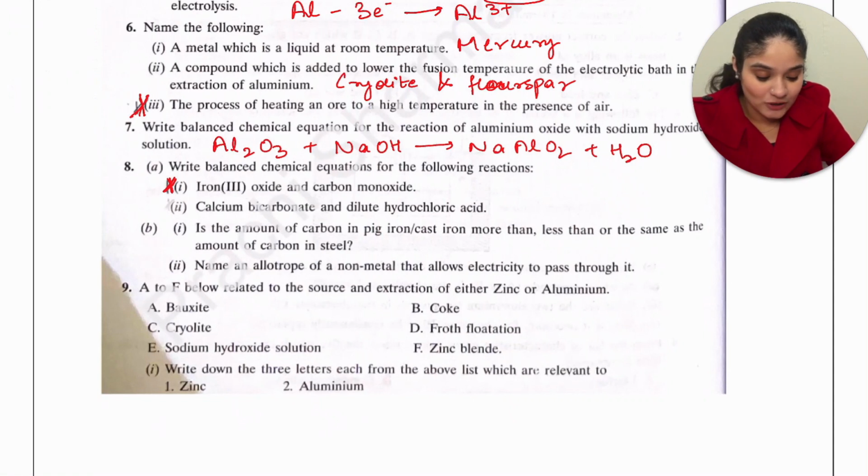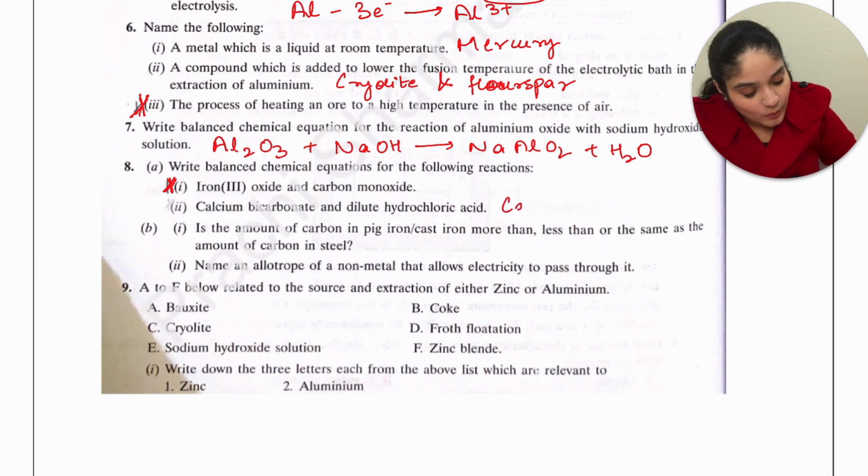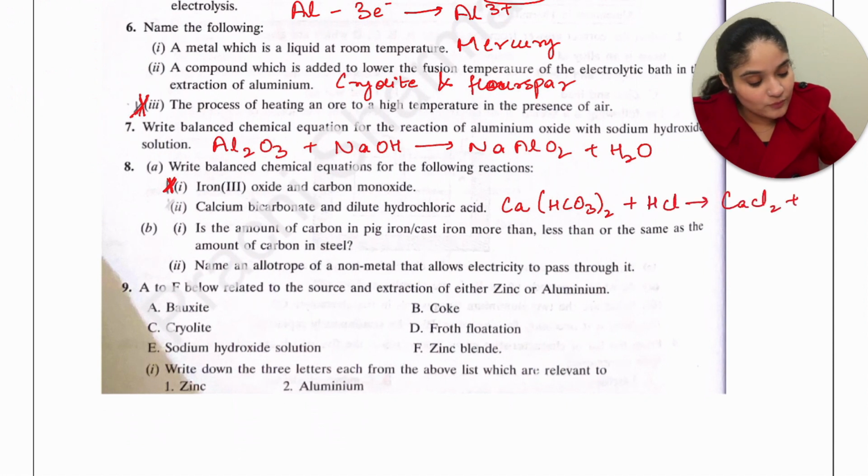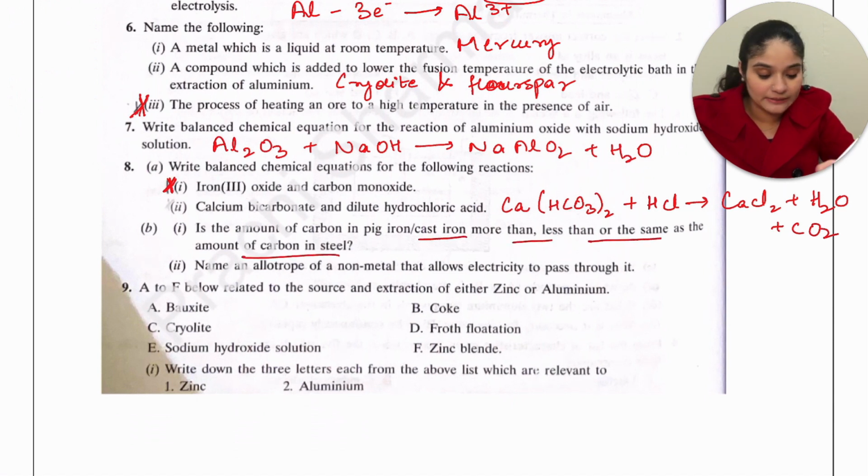The second is calcium bicarbonate and dilute sulfuric acid. So calcium bicarbonate is what? It is Ca(HCO3)2 plus HCl, which will give me CaCl2 plus water plus carbon dioxide. Now next is the amount of carbon in cast iron more than or less than or same as the amount of carbon in steel? So it is more. And how do we know that? We know that from the same chart that is mentioned in the book at the end of the chapter. Now, name an allotrope of non-metal that allows electricity to pass through it. So the answer is graphite.